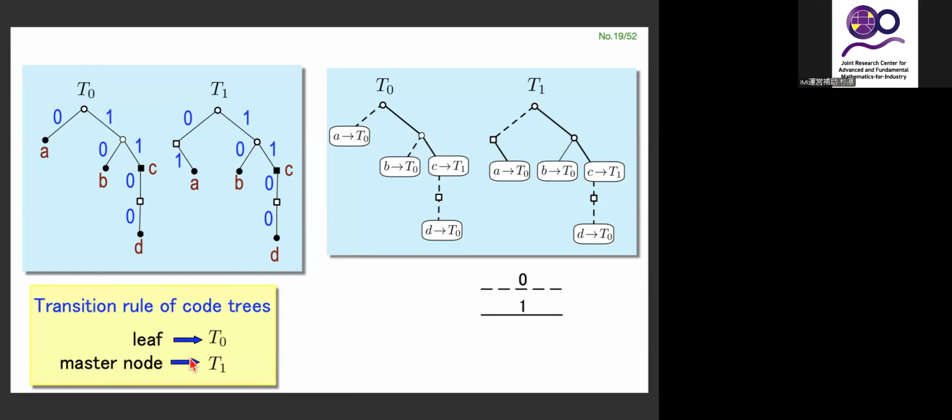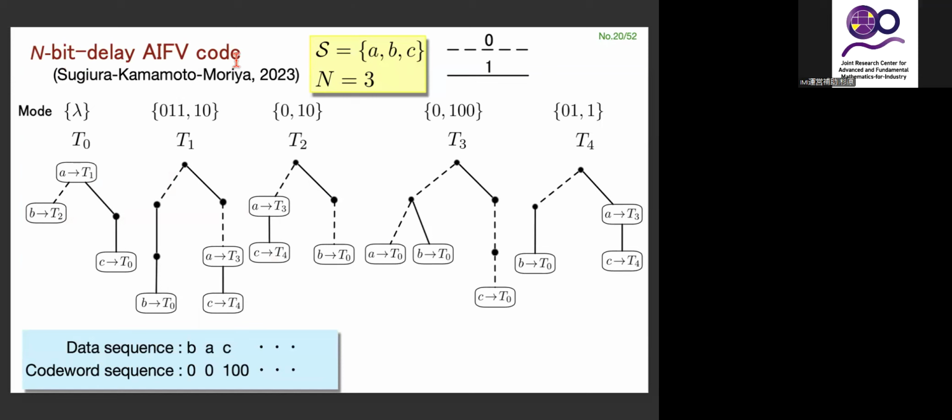This transition rule can be included in the code tree like this. In this tree, the broken line and straight line represent code symbols 0 and 1. And this notation means that C is assigned to this node, and when C is encoded at this node, we move to T1. By using this notation, we explain the n-bit delay AIFV code, which was proposed last year.